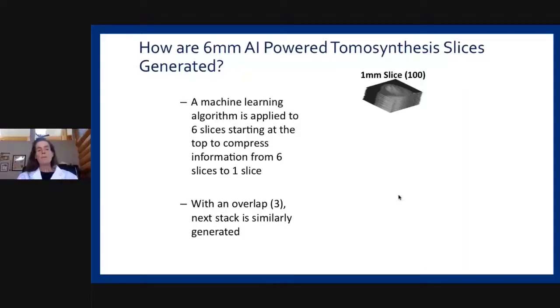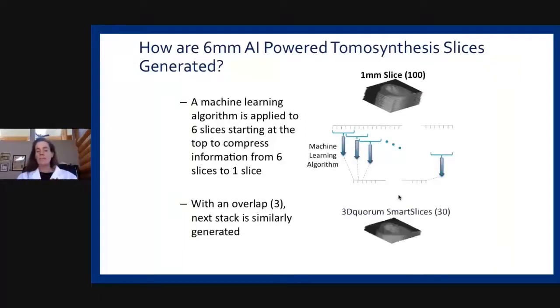So what we do is we take 6 slices and we combine them into 1 slice. We then use an overlap of 3 to allow us to generate the smart slices and really not lose any information, because we don't want to be taking all that information, combining it, and not having some overlap, which allows us to be very confident that we're not losing information and we're preserving all of the features that we need with our smart slices.